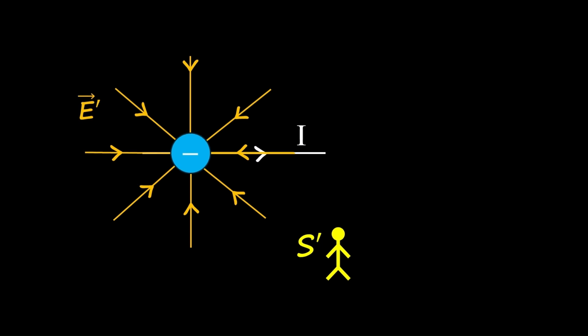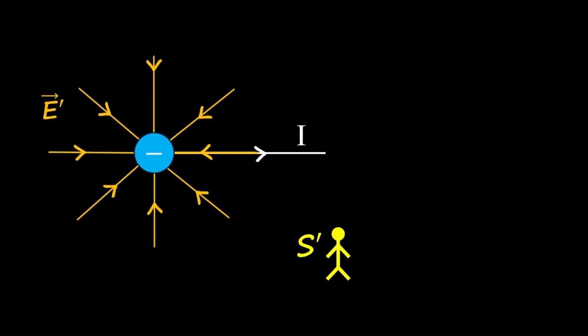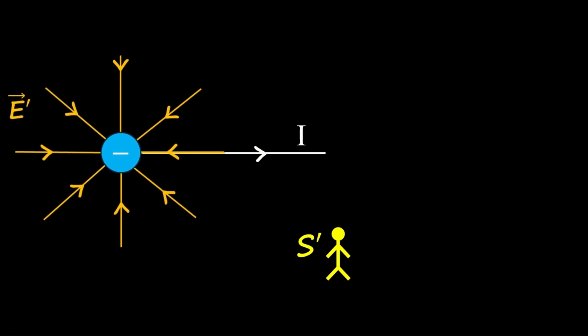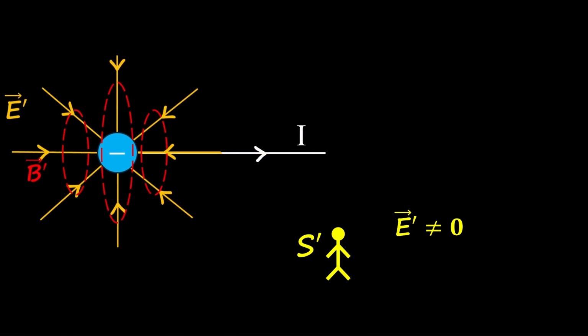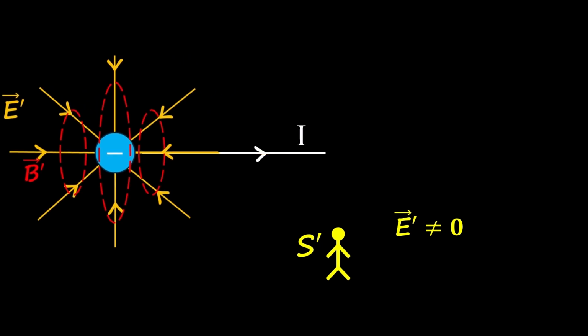According to S prime, the charged particle will be moving, so the electric field lines will also be moving like this. So, electric field will be non-zero, but it will be different. Since the charged particle is in motion with respect to S prime, it will also be generating a magnetic field as the charge moves. So, the magnetic field will also be non-zero.